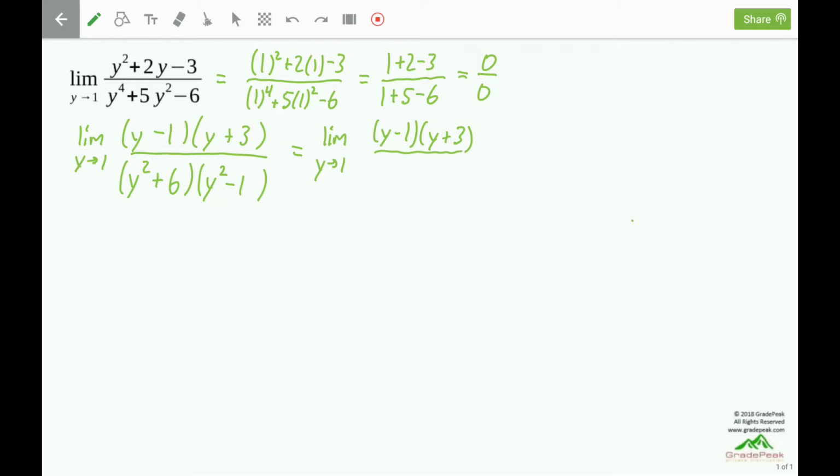Now in the denominator, the y squared plus 6, that's a summation with a y squared. That will not further factor. But a difference of squares does further factor. Y squared minus 1 will factor into y plus 1 and y minus 1. At this point, the y minus 1 factors can cancel. That is what was making 0 over 0 in the first place. And we can rewrite what we have left after the cancellation.